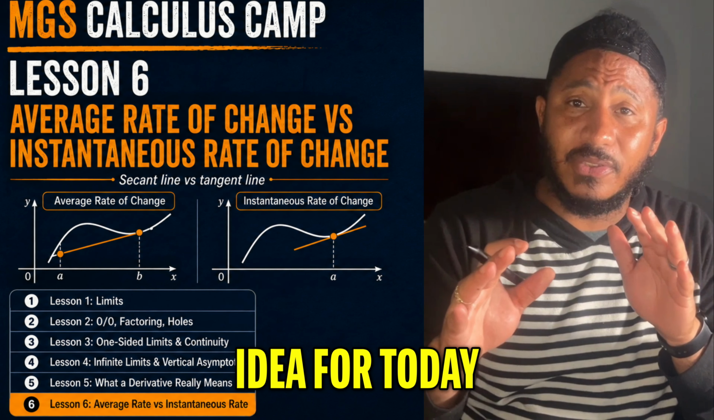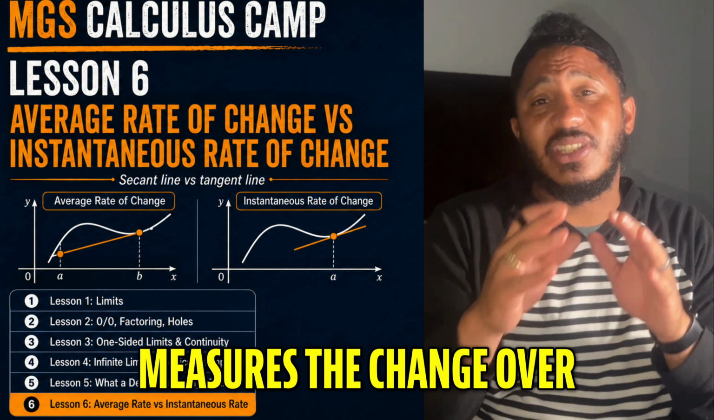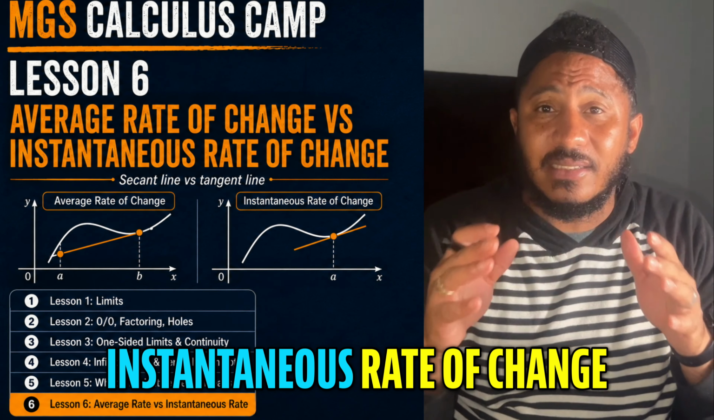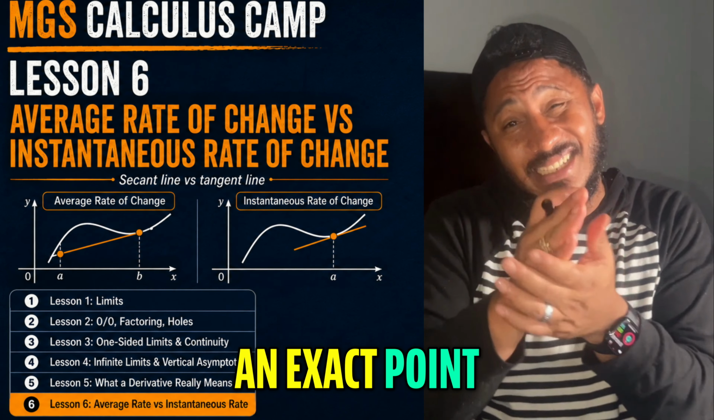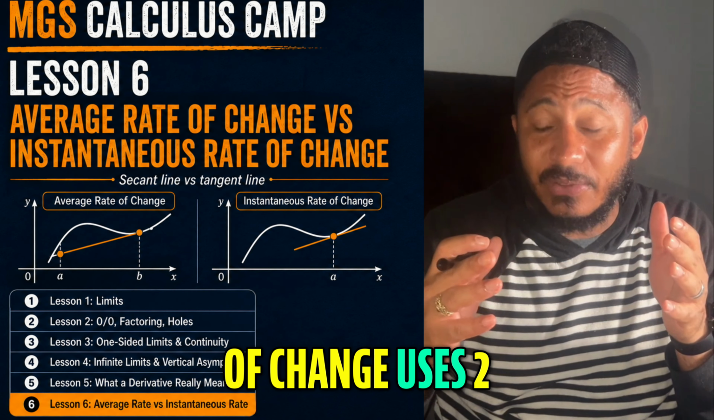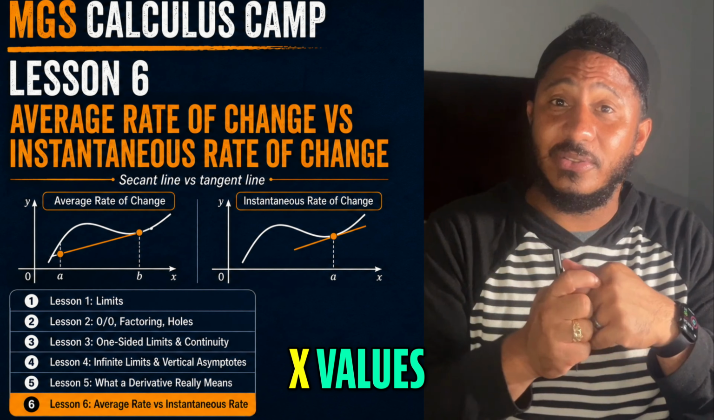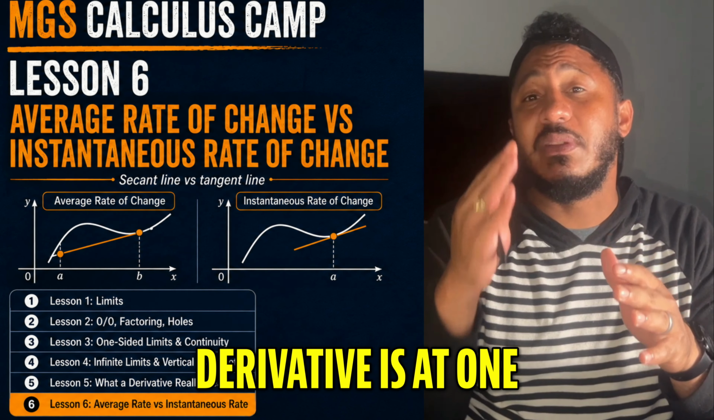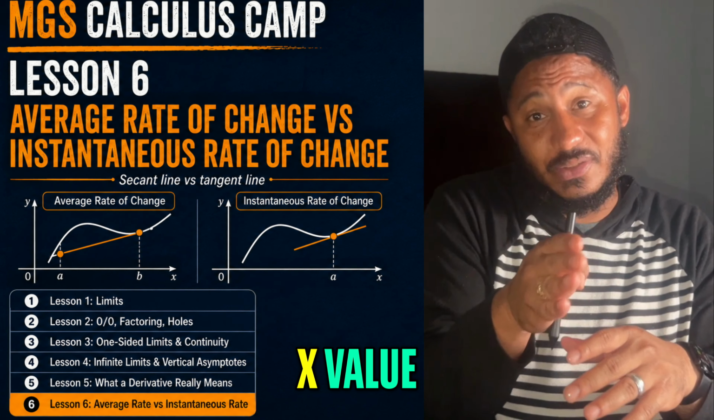So here's our big idea for today, okay? Average rate of change measures the change over an interval. Instantaneous rate of change measures the change at an exact point. So the average rate of change uses two x values. Instantaneous rate of change gives us what the derivative is at one x value. All right, let's get to it.